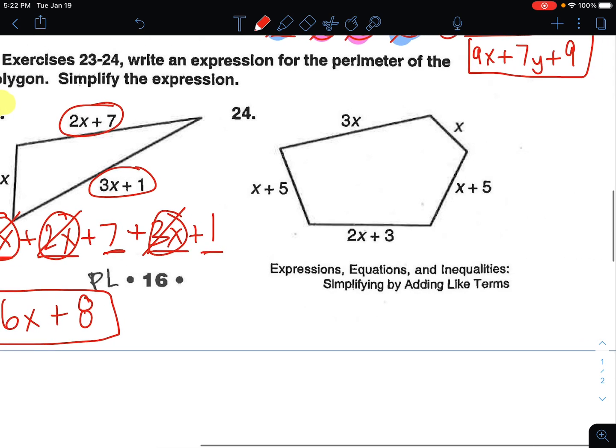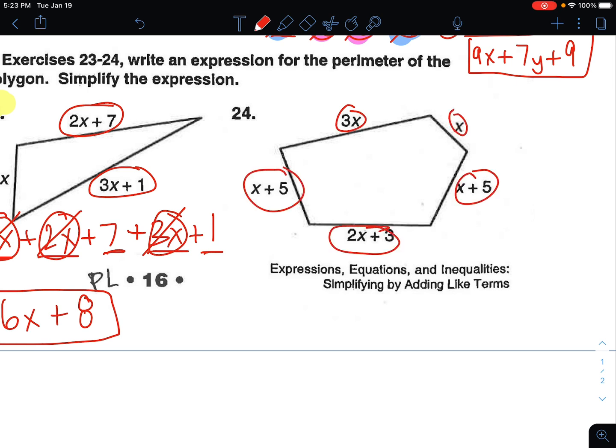For the next one, for 24, we have another one, and we need to add up all of those sides and then simplify that. But I'm going to let you try that on your own. So go ahead and try the rest of the problems on your own.